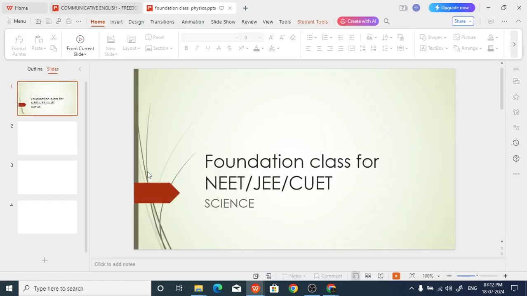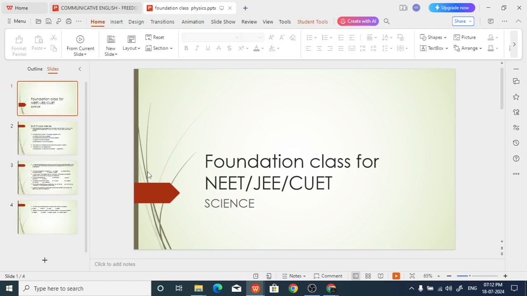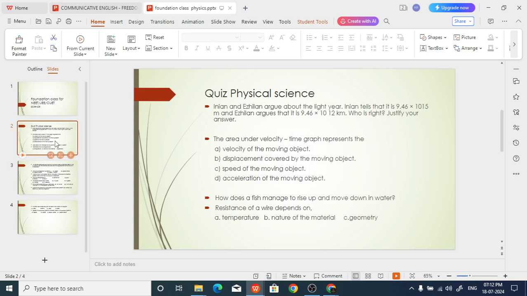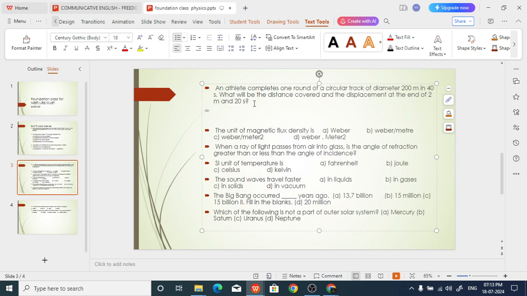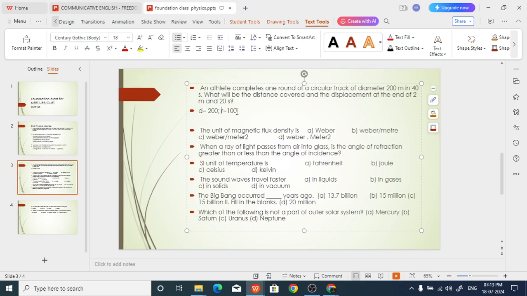Are you able to see the screen, students? Yes, sir. So this is the question we have, the athlete. Now what she says, diameter is equal to 200, so radius is equal to 100. Am I correct? Yes, sir. In 40 seconds, it covers the entire circle. No, it's circumference.